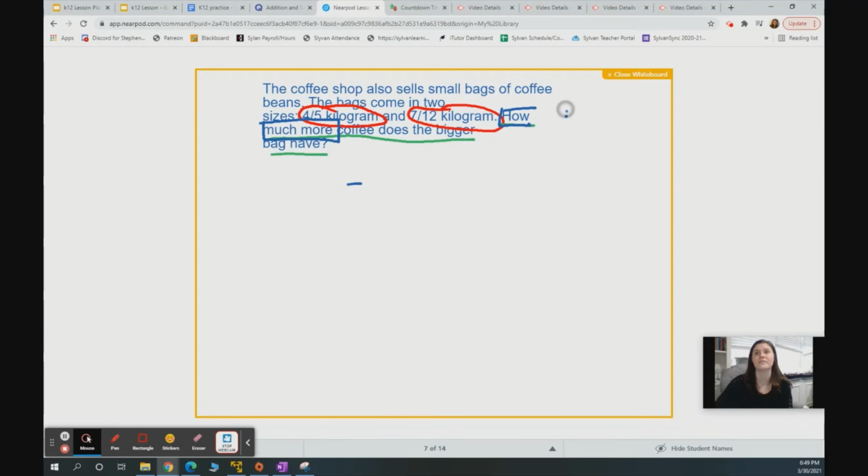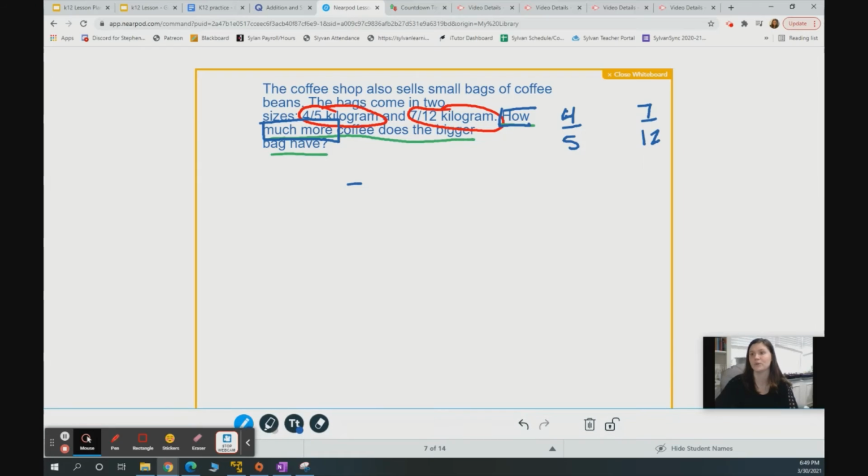So I am going to find my common denominator first. I'm just going to pull this out because we're not ready to set up our subtraction problem yet. So we have 4/5, and we have 7/12. We have to turn them into equivalent fractions with the same denominator. So I'm going to use that least common multiple strategy again. I'm going to count by fives first.